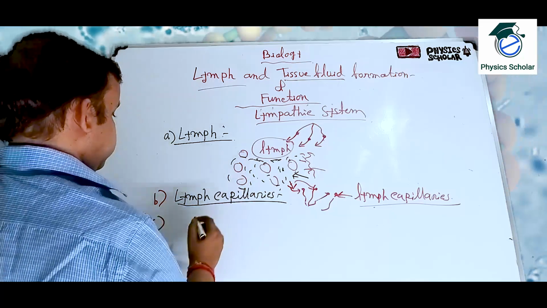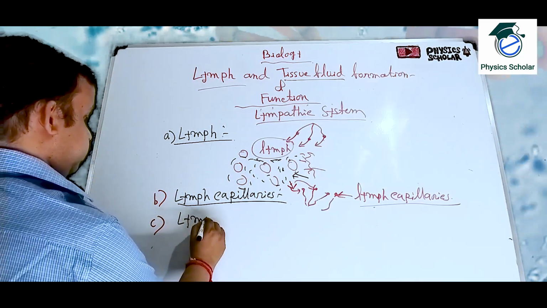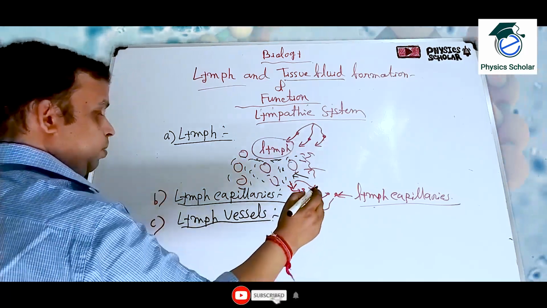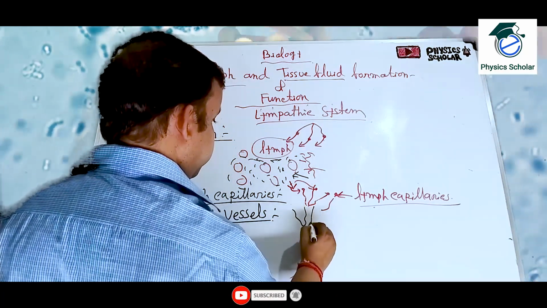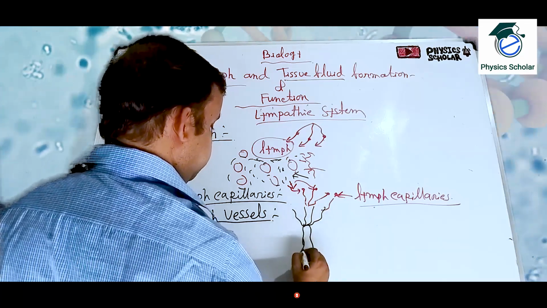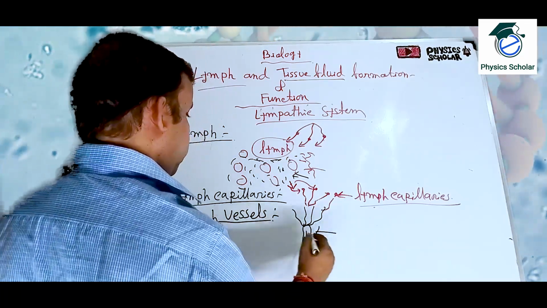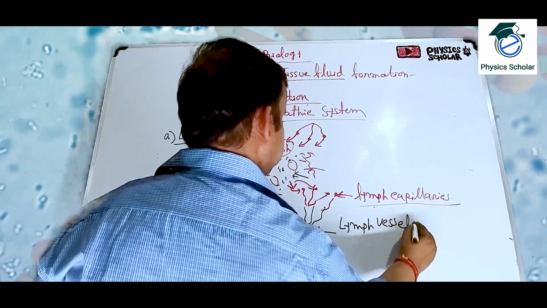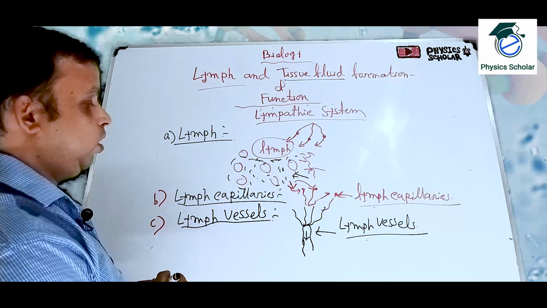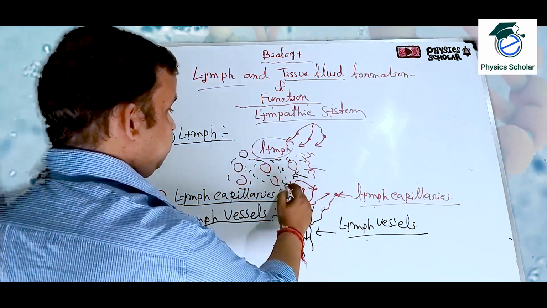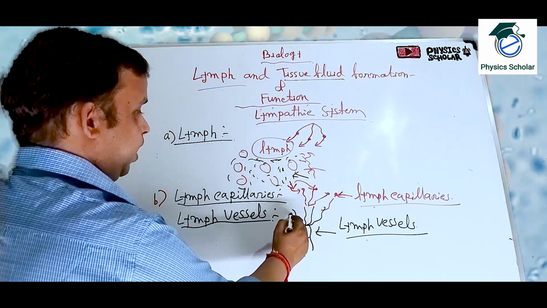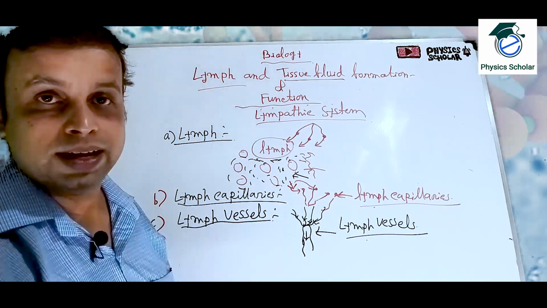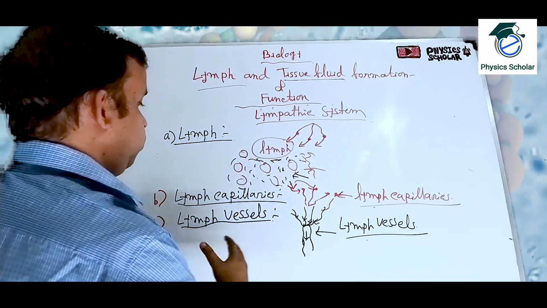Now the next point is lymph vessel. Lymph capillaries will meet together and form the lymph vessel. So the lymph will be absorbed by the lymph capillaries, and that lymph will come into the lymph vessels and flow through the lymph vessels.